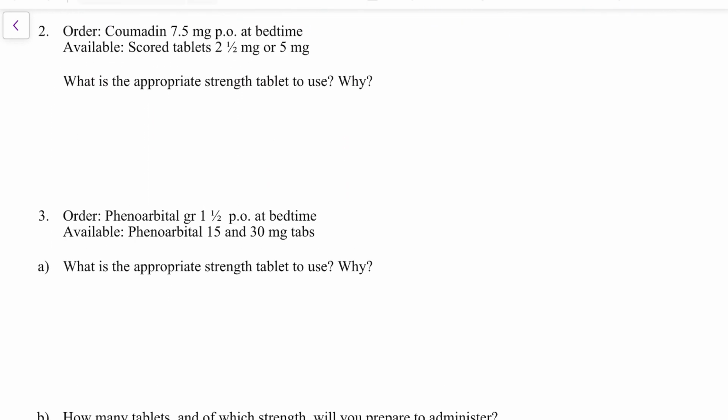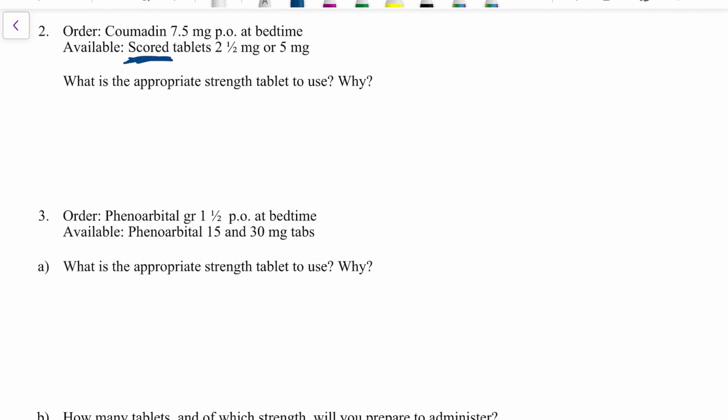In this question, we have another medication, 7.5 milligrams PO by mouth at bedtime. And we have 2 different tablets available. They are scored, which is telling me that I can have half a tablet, right? And we have 2.5 milligram tablets and 5 milligram tablets. So it's saying, which strength should we use and why?